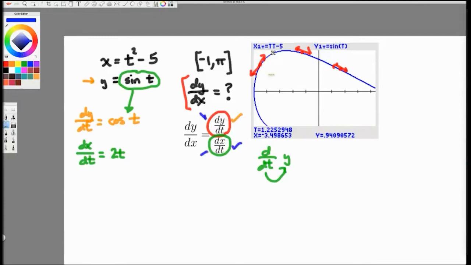All right, so now we have this bottom part. So we have this top part and this bottom part. To find the derivative, all you have to do is divide those two things: cosine t all divided by 2t. And then you have your answer.